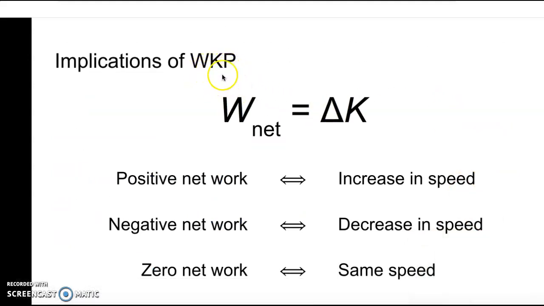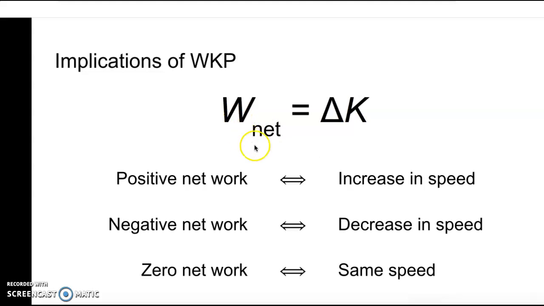WKP is just my short form for the work kinetic energy principle, which is this equation here. It's got a left side and a right side, and they're equal to each other. Delta K is the change in kinetic energy. Kinetic energy is the energy associated with an object's motion. The faster something is, the more kinetic energy it has. The slower something is, the less kinetic energy it has.